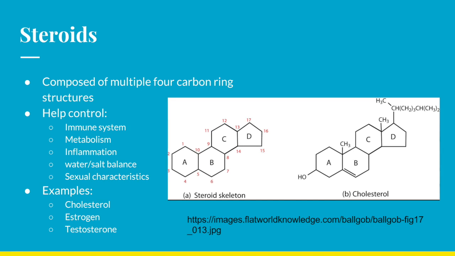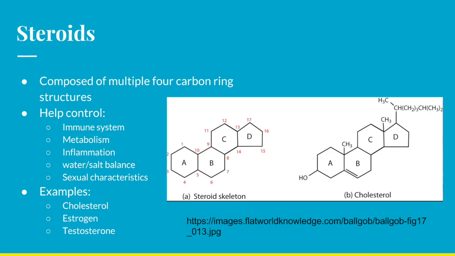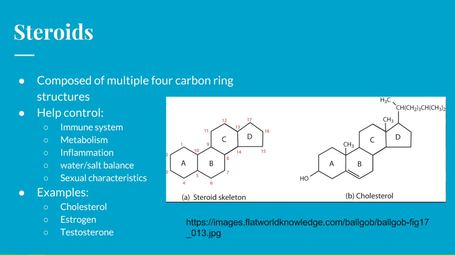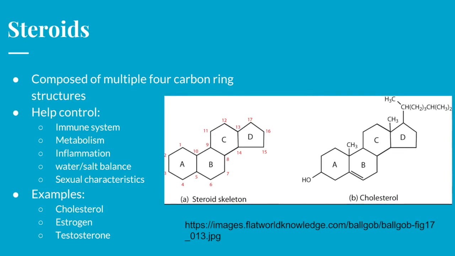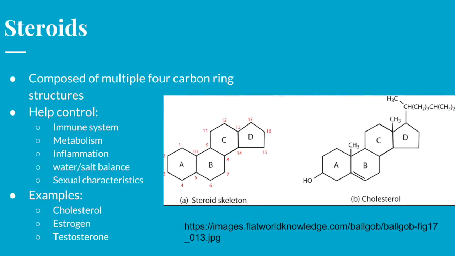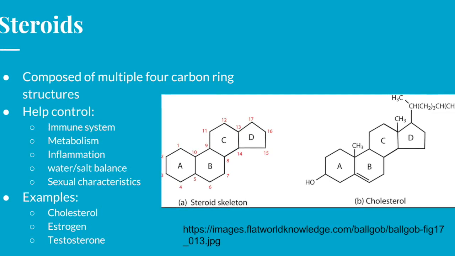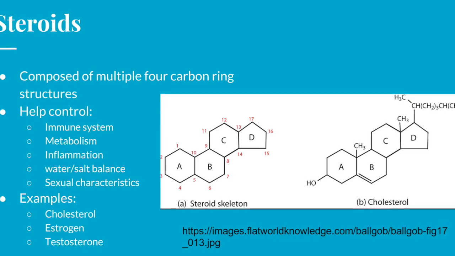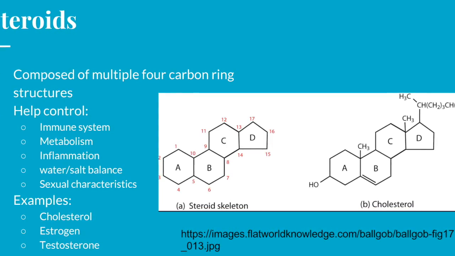Another important type of lipid is a steroid. Steroids have a different structure than other lipids because they're composed of multiple 4-carbon ring structures. In animals, steroids help to control the immune system, metabolism, inflammation, the water and salt balance, and sexual characteristics. Examples of steroids include cholesterol, estrogen, and testosterone.